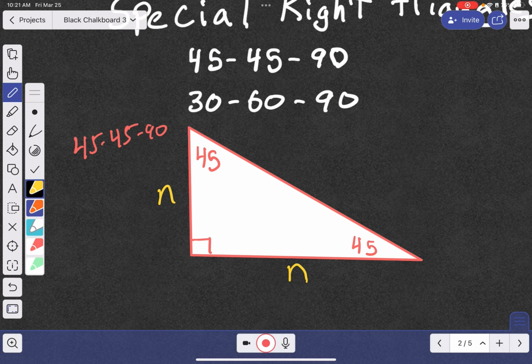So if I tell you that this is 10, this length has to be 10. If I tell you this is 20, this has to be 20. If this is the square root of 3, this has to be the square root of 3. They have to have the same measure.